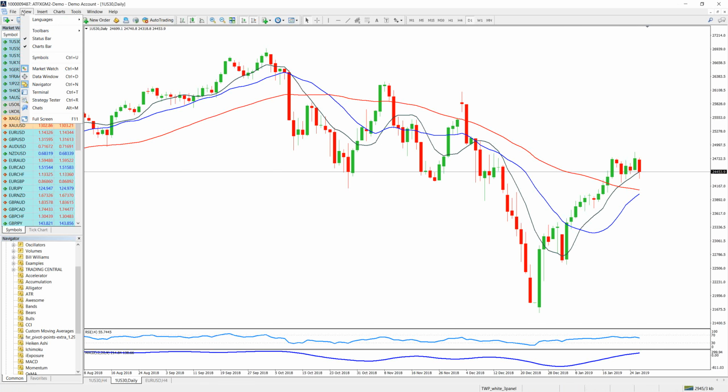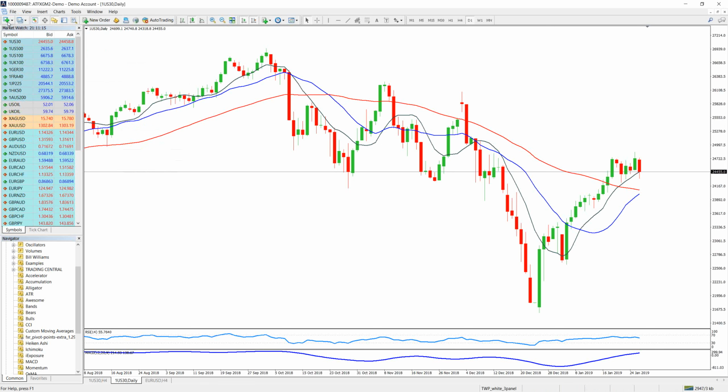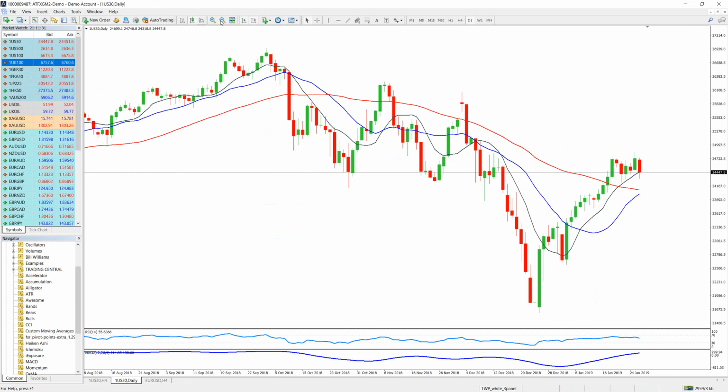For example, here we can create a new chart through a menu, but there is also an icon over here to create a new chart, which is the same as if I right click on an item and say new chart. The point being, there are multiple ways of doing it. If I right click on the chart, I can zoom out and zoom in, but I also have the zoom out and zoom in icons over here. So there's a lot of repetition throughout all of these.